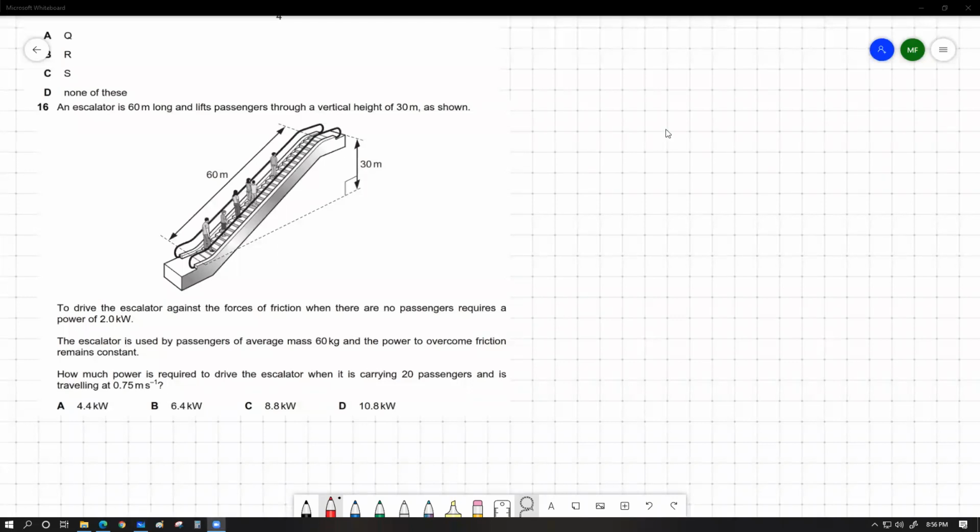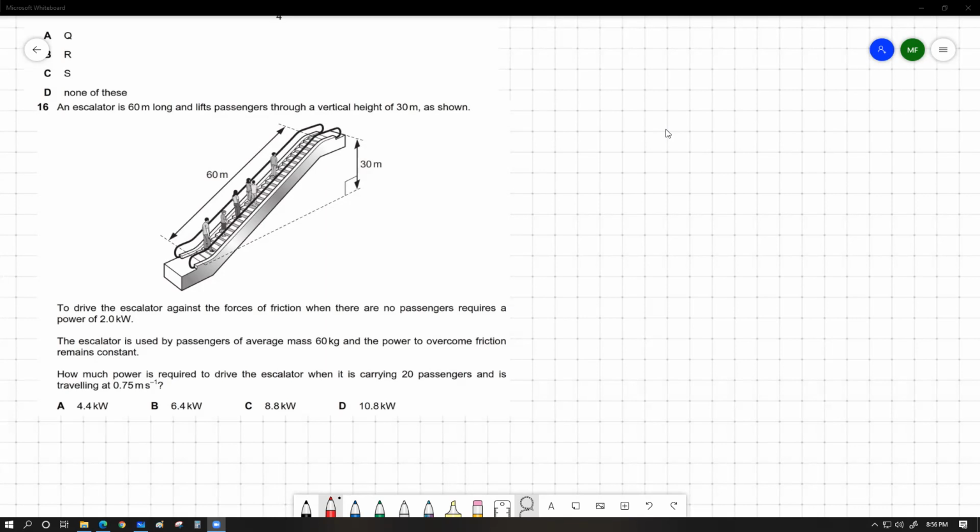Question number 16 can be solved in two different ways. We can go by angle, or we can go by not angle. Okay, try to understand. An escalator is 60 meters long and lifts passengers to a vertical height of 30 meters as shown. To drive the escalator against the force of friction, there are no passengers, requires a power of 2 kilowatt. The escalator is used by passengers of average mass 60 kg, and the power to overcome friction remains constant. How much power is required to drive the escalator when it is carrying 20 passengers and is traveling at 0.75 meter per second?